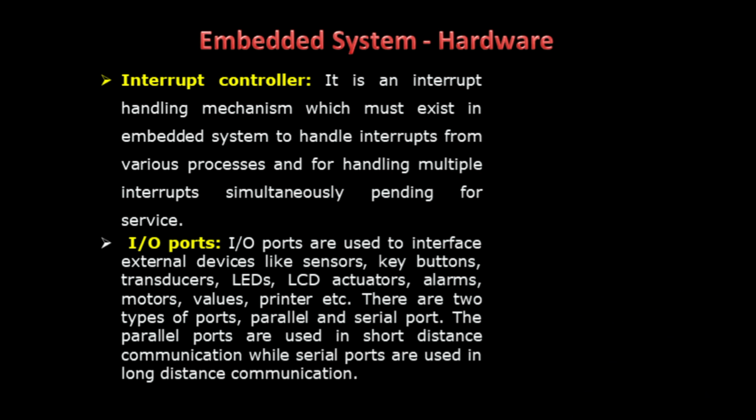And then I/O ports. The I/O ports are used to provide an interface for external devices like sensors, key buttons, transducers, LEDs, LCDs, alarms, motors, printers, such as input, output devices and peripheral devices. There are two types of ports used by embedded systems. One is the parallel port, another one is the serial port. The parallel ports are used in short distance communication, while the serial ports are used in long distance communication.